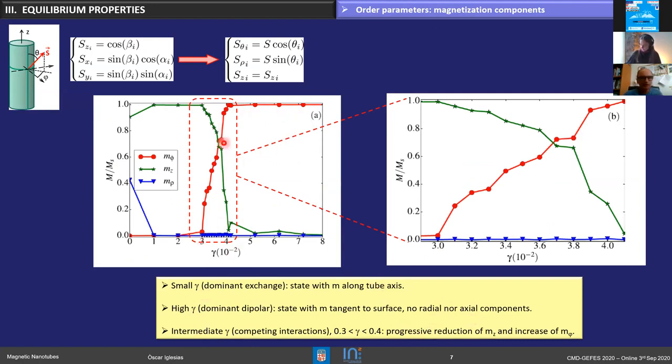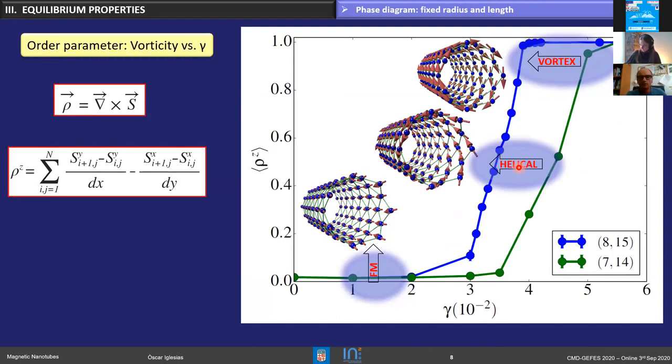However, for intermediate gammas, where the two interactions compete, we observe a progressive reduction of the zeta component and an increase of the azimuthal component, which we are going to look into in more detail. So it seems that the vorticity parameter helps us understand the general phase diagram for a given radius and length.